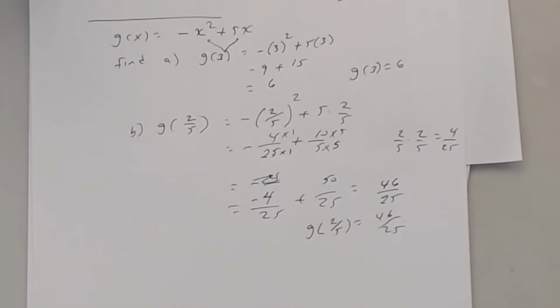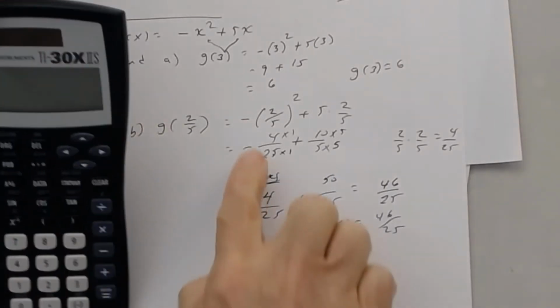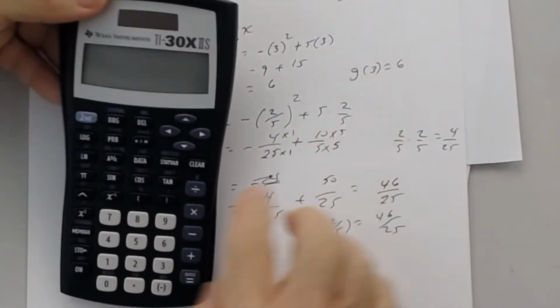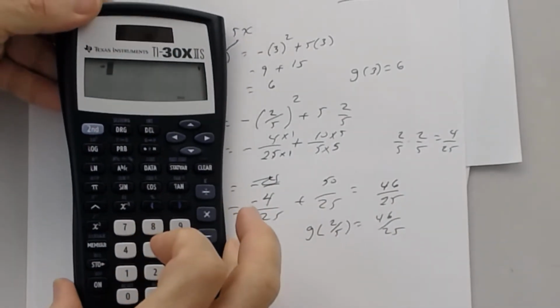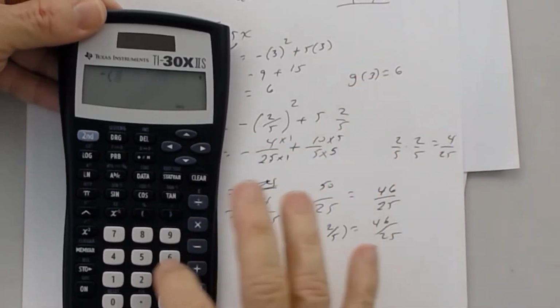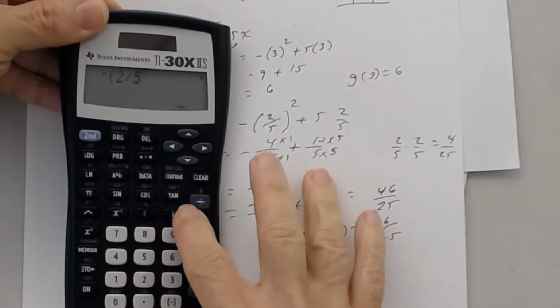All right. But in your calculator, you just do this. Now you have to use your calculator. So you just plug it in as you see it. So you're going to say negative, parentheses, 2/5, 2 divided by 5, close the parentheses.